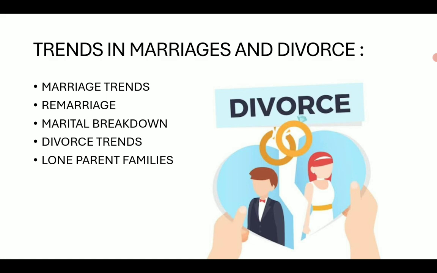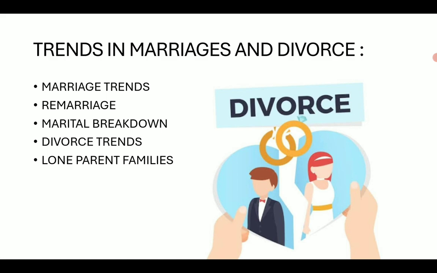So what is remarriage? Remarriage is when, after divorce or the death of a partner, a new family is created by remarrying. We have talked about it before in part 1, but it also comes under trends. So what is marital breakdown? Marital breakdown is when a marriage has broken down, so the couple is no longer husband and wife. There are some reasons for marital breakdown. The main reason is divorce.